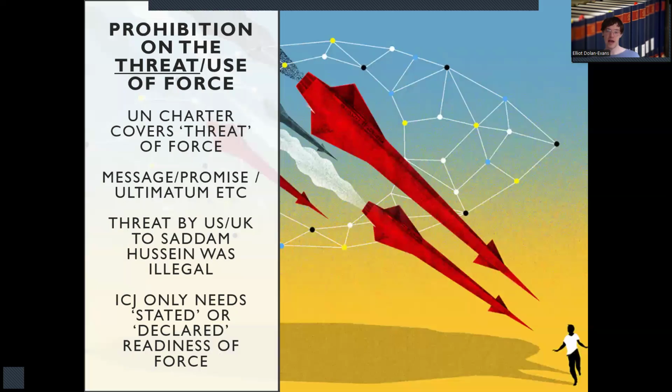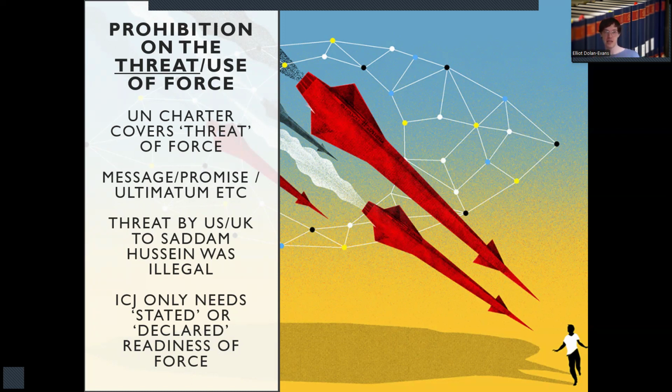And as with the actual use of force, the UN Charter doesn't provide any elaboration upon what constitutes a threat, and states themselves haven't expressly elaborated upon the legal nature of threats of force and the circumstances in which the prohibition would be infringed. And instead, the International Court of Justice has been a focus for discussions here.